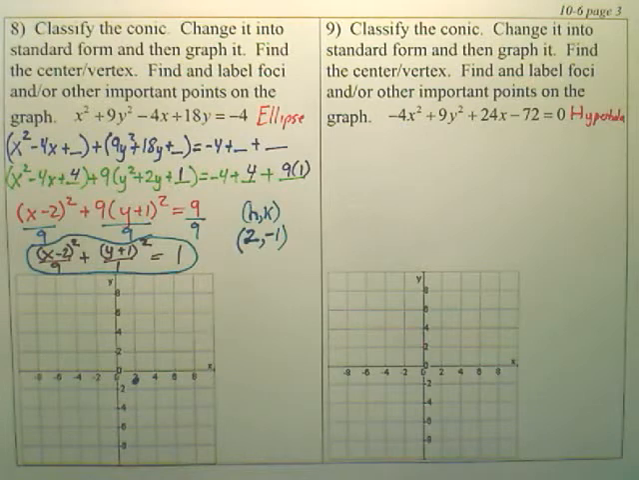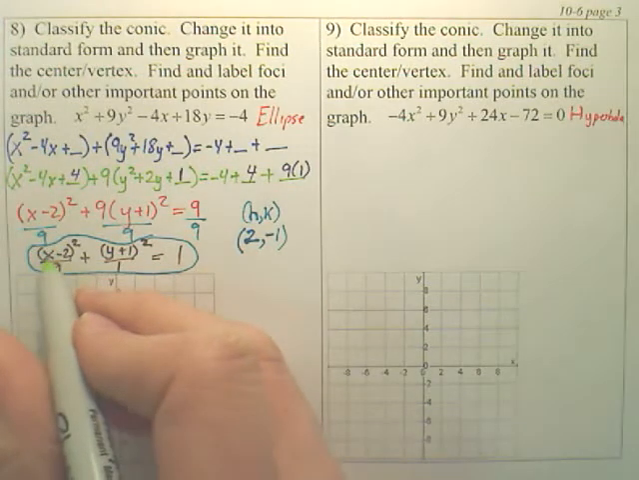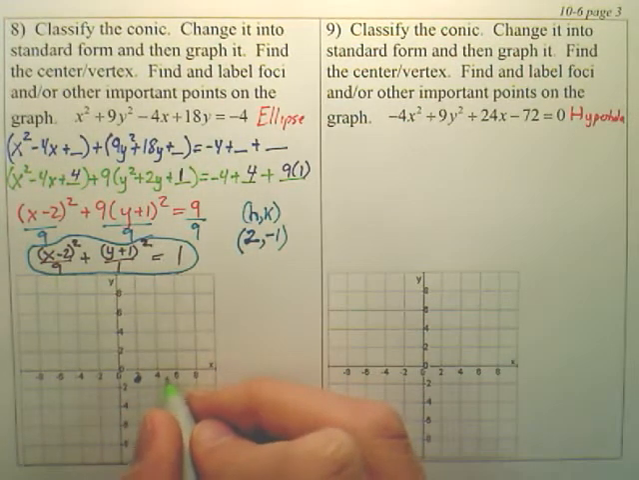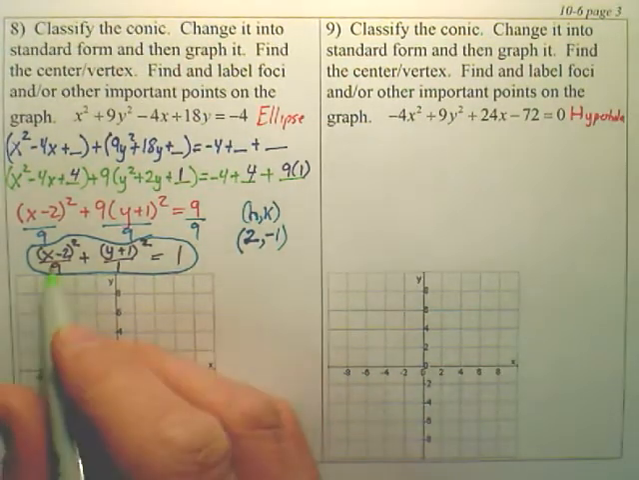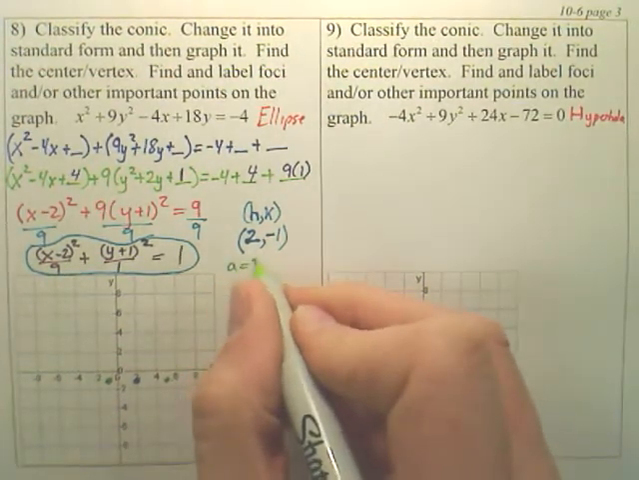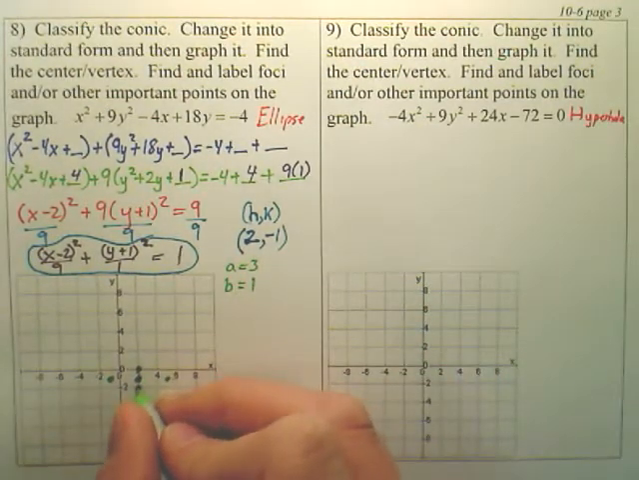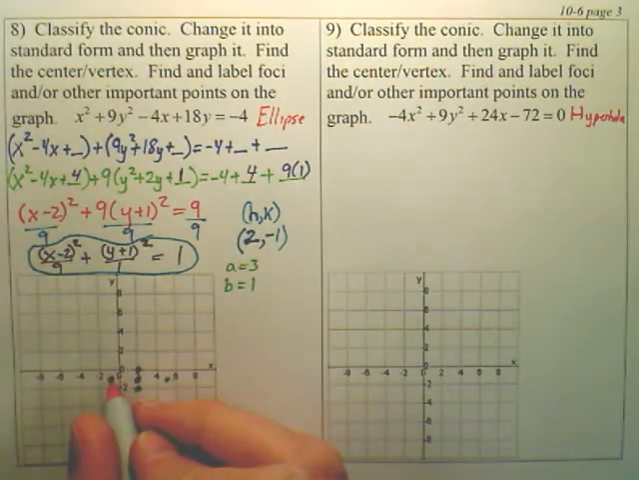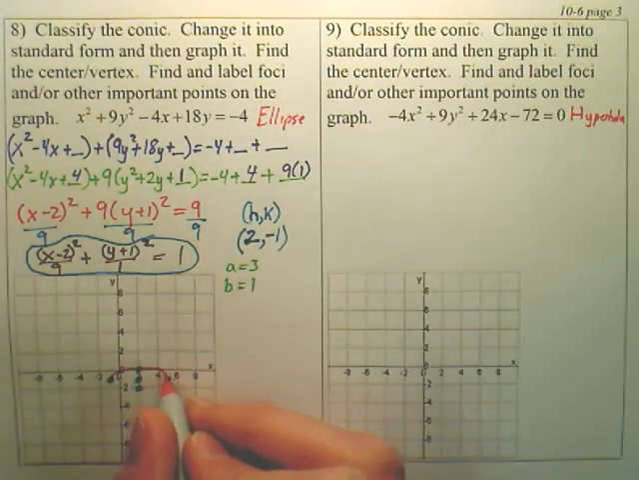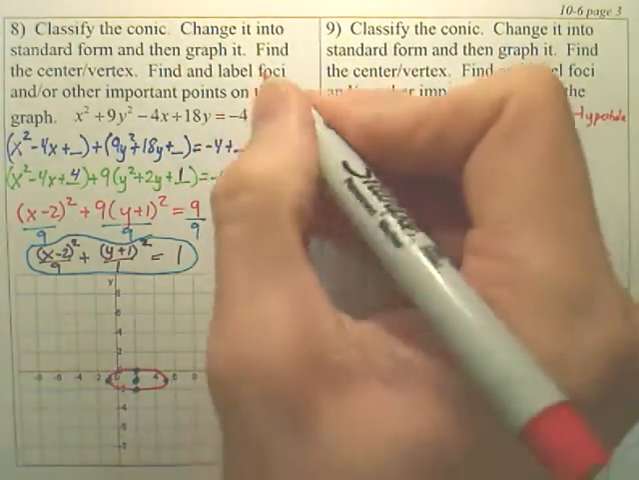And from there, if we want to graph this, for the x value, the a, well the square root of 9 is 3, and it's under the x. So what that means is you're going to move over 3 on the x in both directions, because the x value is 9. So basically a is 3, and b, well the square root of 1 is 1. So you can go up 1 and down 1 for the y value. And then you basically have your ellipse. It's kind of small. There's your ellipse.